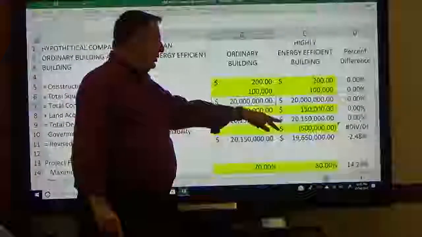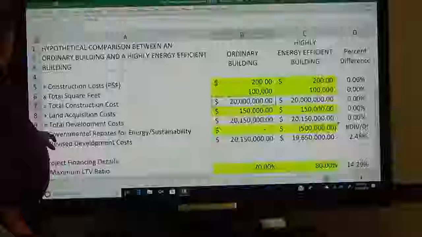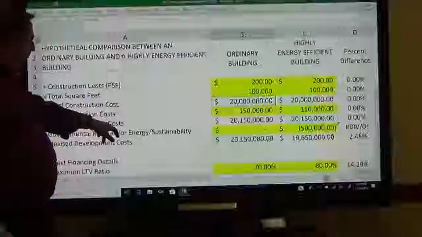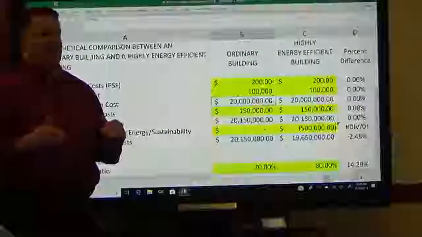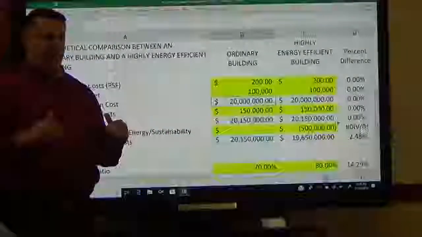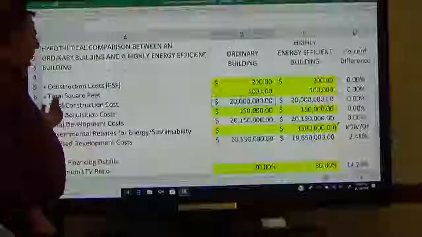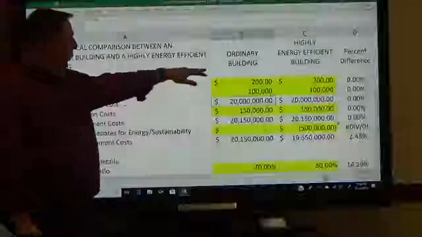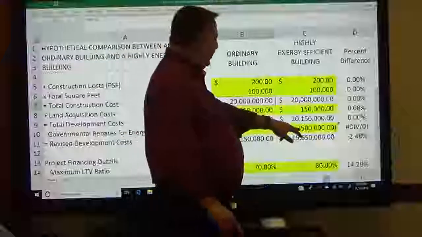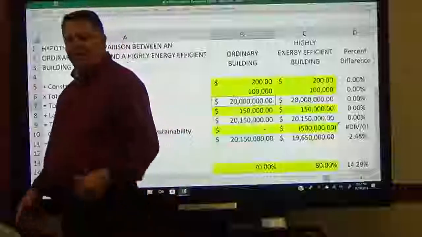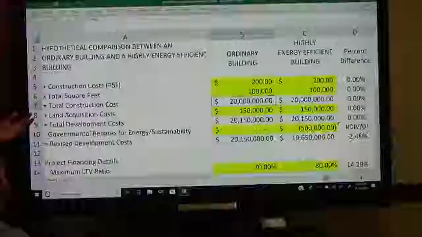So the first real adjustment we make to the model is, are there any governmental rebates for energy or sustainability that could drive down our construction costs, or our overall cost for doing this project? So with the ordinary building, no rebates. But for the highly energy efficient building, they're willing to give us a $500,000 upfront rebate. Does that make sense, everybody?